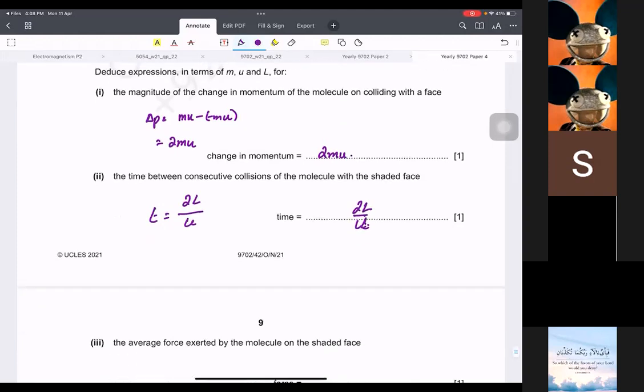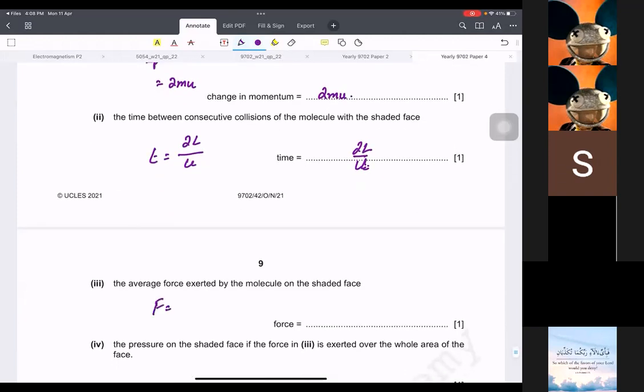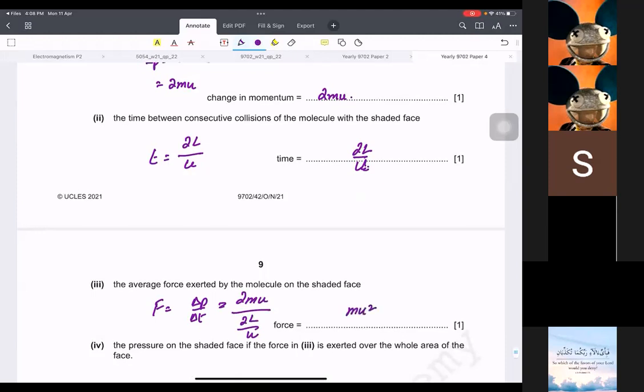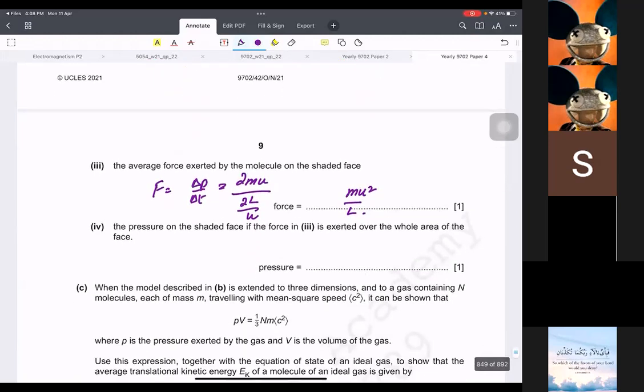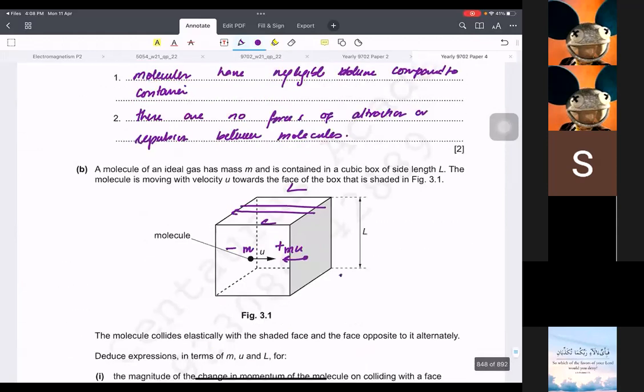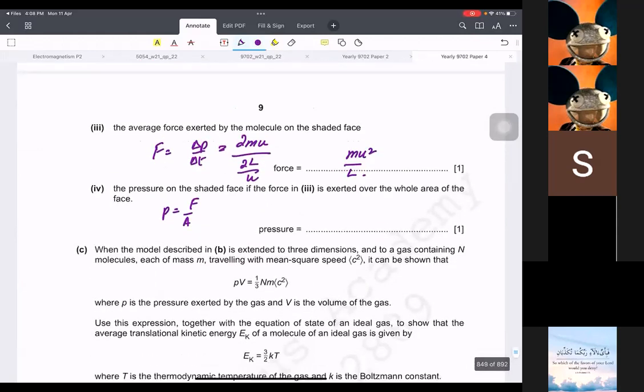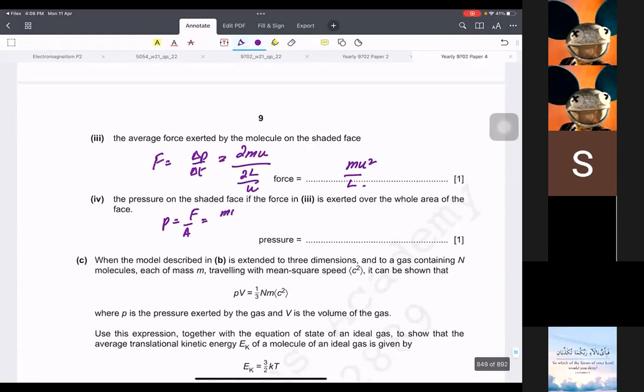Okay. So then it says average force. Force is change in momentum over change in time. Change in momentum is 2mu divided by 2L over u. u will multiply on top, 2 will cancel. So it will be mu square over L, right? Then it says the pressure on the shaded face. Pressure is force over area. Area has to be length square. The force we have already done, mu square over L, over length square. So this will be mu square over length cube.